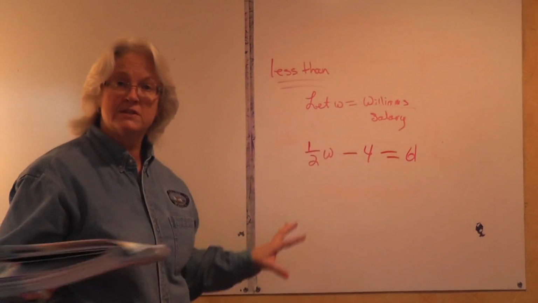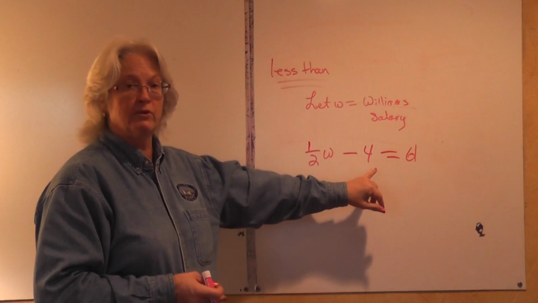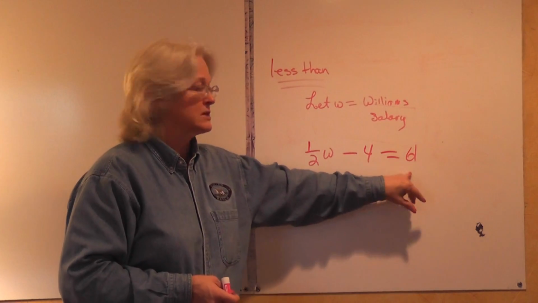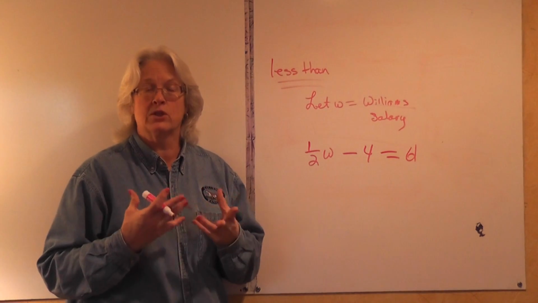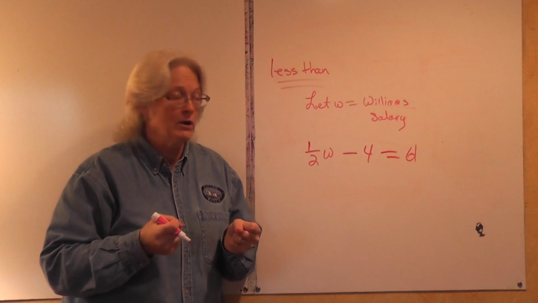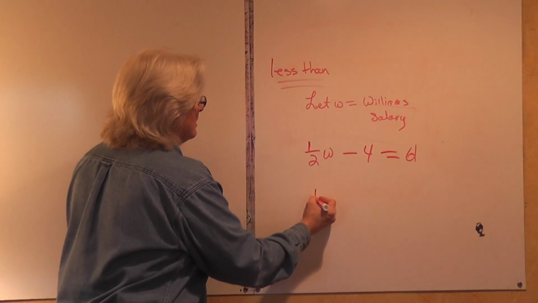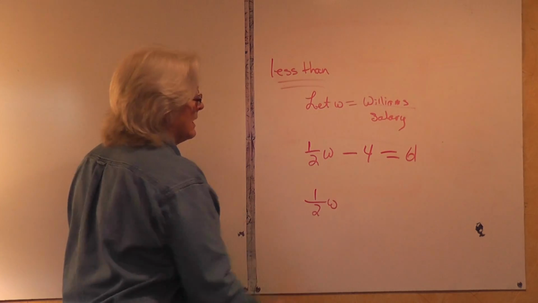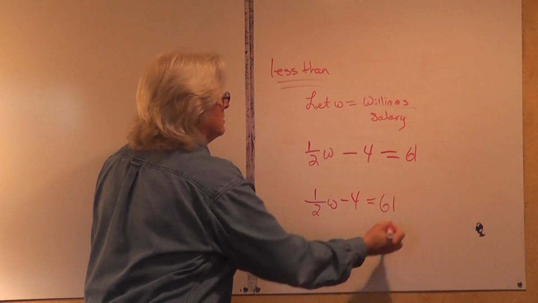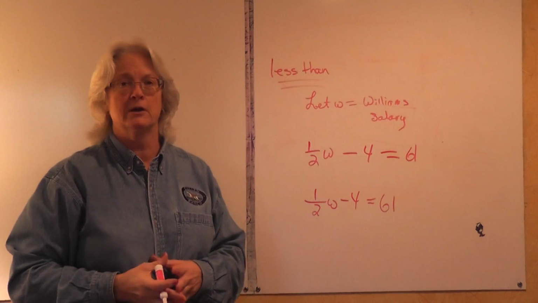This is the process of putting this equation together by thinking of less than and working in reverse. 4 less than half of William's salary is $61. Or you can use the thought process that says, okay, what am I beginning with? What am I taking something away from? Well, I'm subtracting from 1/2 of William's salary. So what I begin with is 1/2 of William's salary. I subtract 4 from that, and I end up with Bill, I think it was Bill's salary of $61.